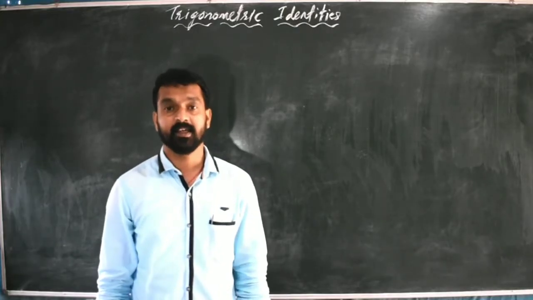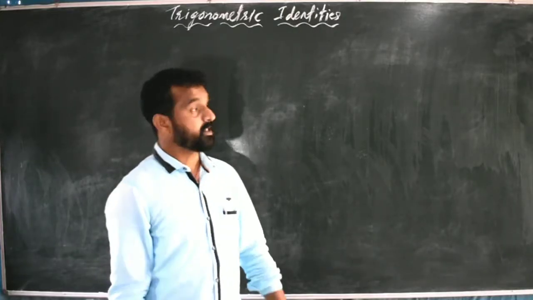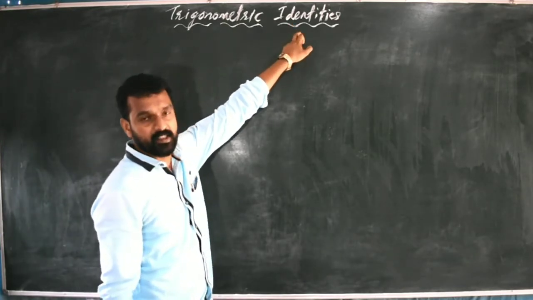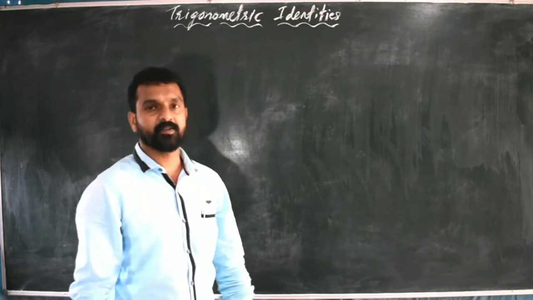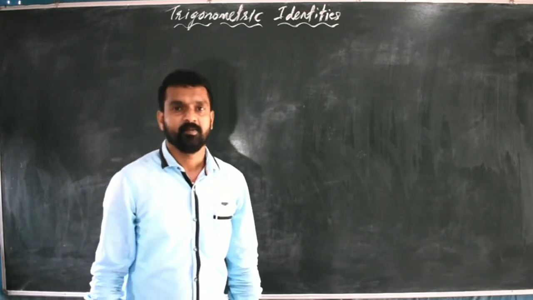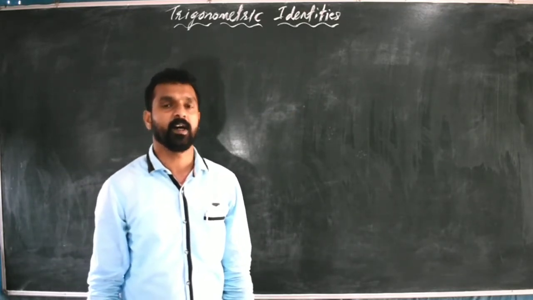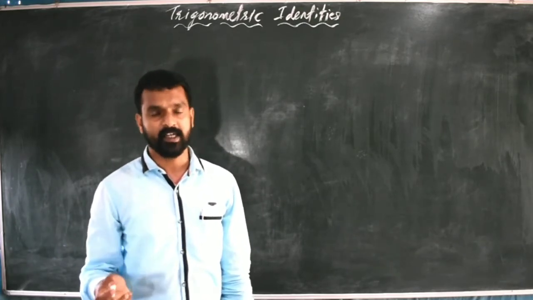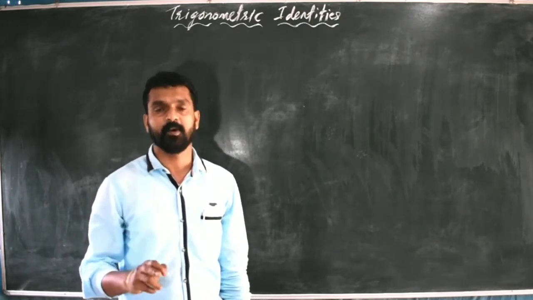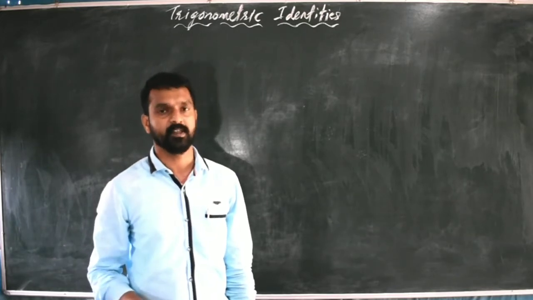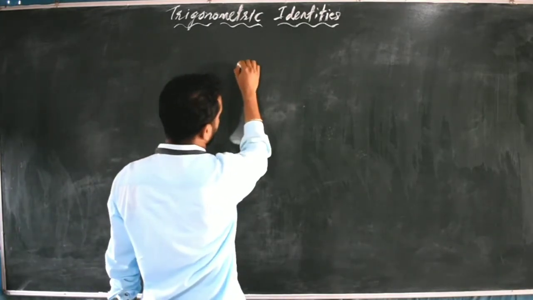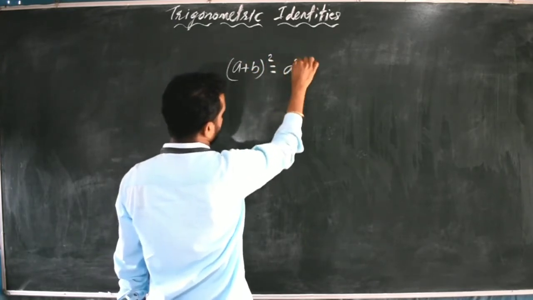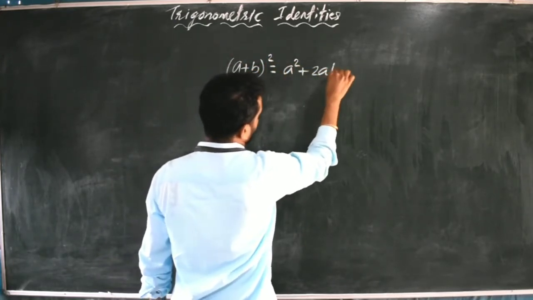Dear children, here we are going to learn trigonometric identities. What is an identity? An equation is called an identity when it is true for all values of the variables involved. For example, (a + b) whole square is equal to a square plus 2ab plus b square.